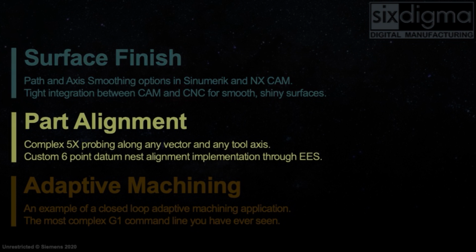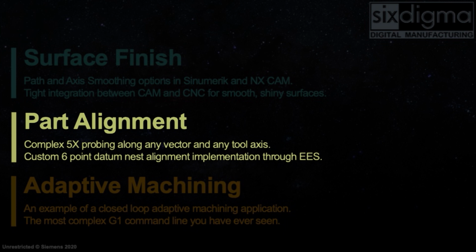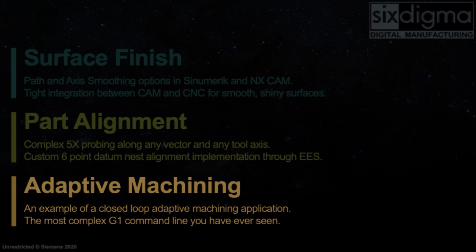In the second example, we will demonstrate a unique part positioning method. This uses five-axis probing in NX CAM and EES from Siemens 840D. In the last example, we will demonstrate an adaptive machining toolpath. This uses probing results from a Blum Digilog scanning probe.